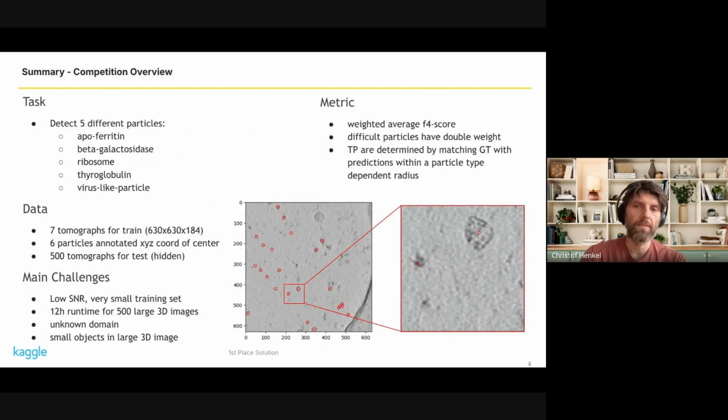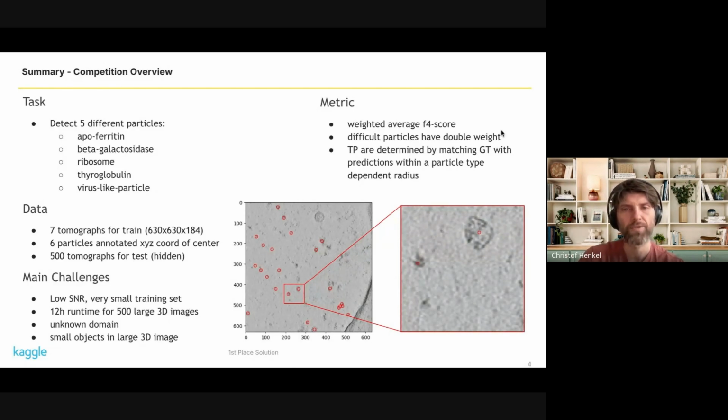Yeah, so a quick overview of the competition. I guess everybody knows. So the task was to detect 5 different particles, where in the training data set we actually have 6 particles annotated. The training data only was 7 tomographs, which is very, very little, but the test data set was around 500.